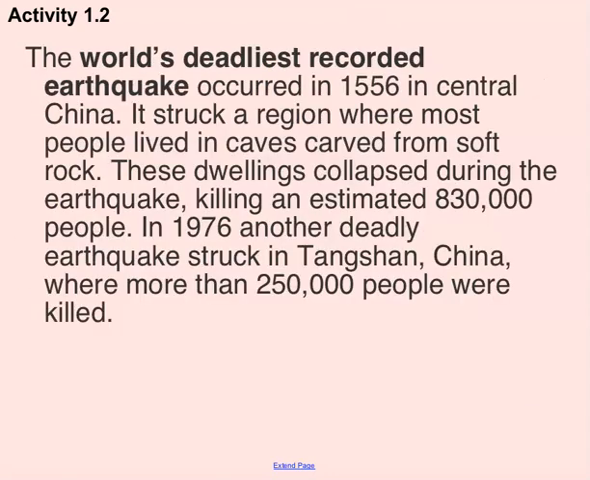Now, the most deadly earthquake that scientists have ever come up with happened in 1556, and they estimated that about 830,000 people died. And in this region of China, a lot of the people lived in caves from soft rock. So if you can imagine an earthquake happening, a lot of these caves are going to collapse.